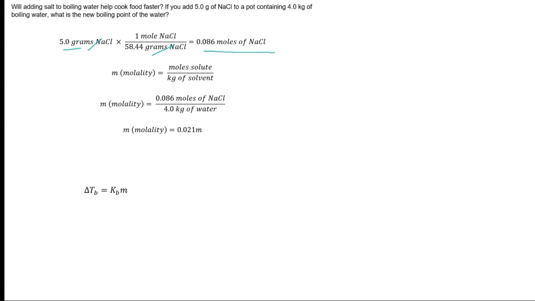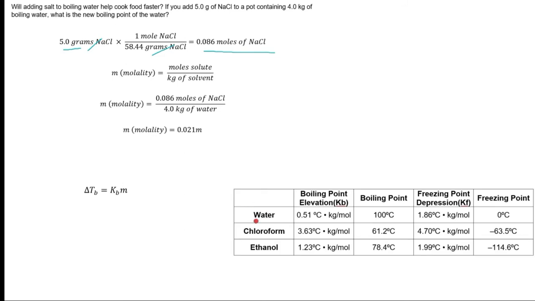Let's also get a table with some physical constants here. For this problem, I am only interested in water because I'm not working with chloroform or ethanol. In my equation, I see I'm going to need the constant for the boiling point elevation, or Kb. Here it is right here. Now you probably already know that the boiling point of water is 100 degrees C, but it is in my table just in case you've forgotten it.